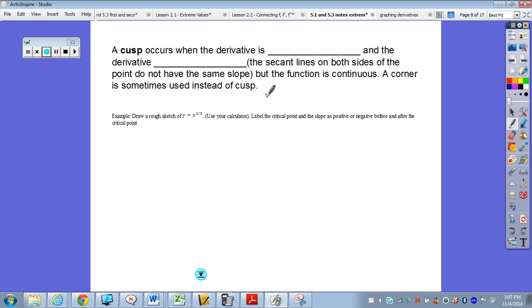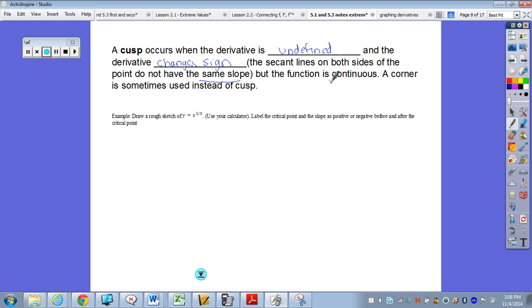Then we're going to talk about a cusp and also a vertical tangent, the two cases where the derivative does not exist. A cusp occurs where the derivative is undefined, so 0 in the denominator, and the derivative changes sign. For you to have a max or min, the curve has to switch direction, so the slope has to change direction, so the derivative has to change sign. And then remember, the secant lines on both sides of the point do not have the same slope for a cusp.